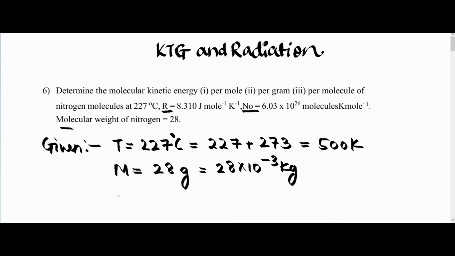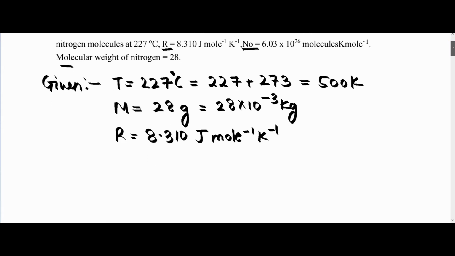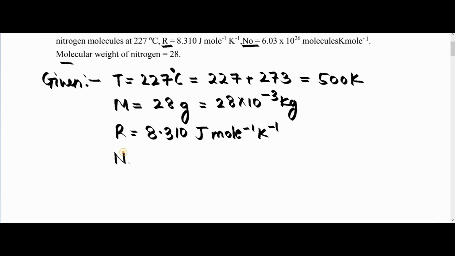Next thing that they have given us is the value of R, which is 8.310 joule mole inverse Kelvin inverse, and they have given us the value N0, 6.03 into 10 raised to 26 per molecule Kelvin.